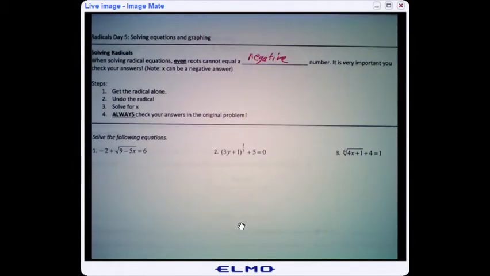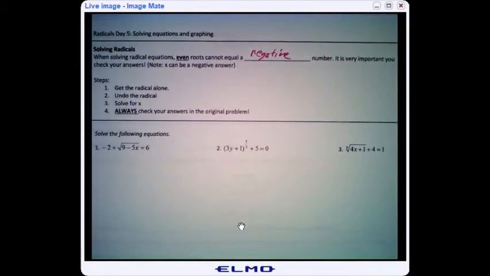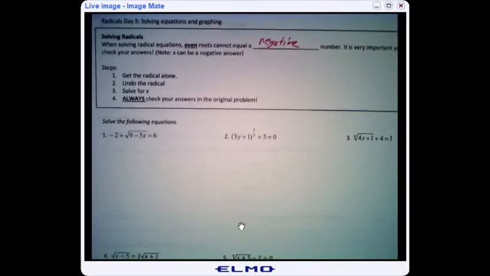Now, x can be a negative number, so x can be negative. But if you start getting i's, we're not going to go with that. We're going to get the radical alone, undo the radical, solve for x, and always check your answer in the original problem.